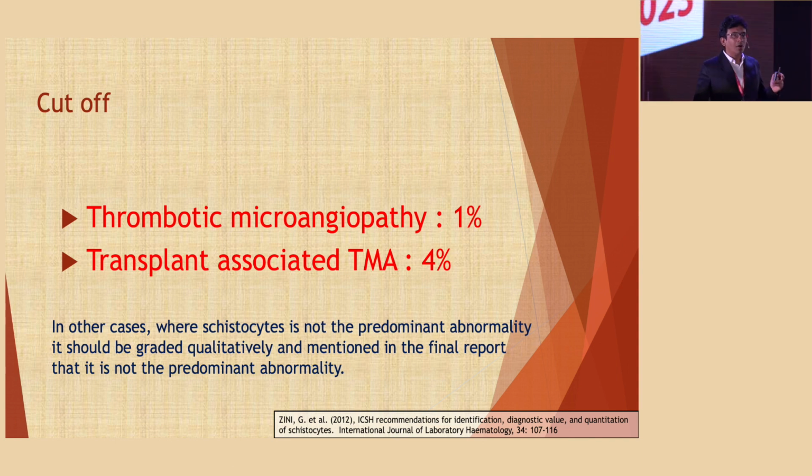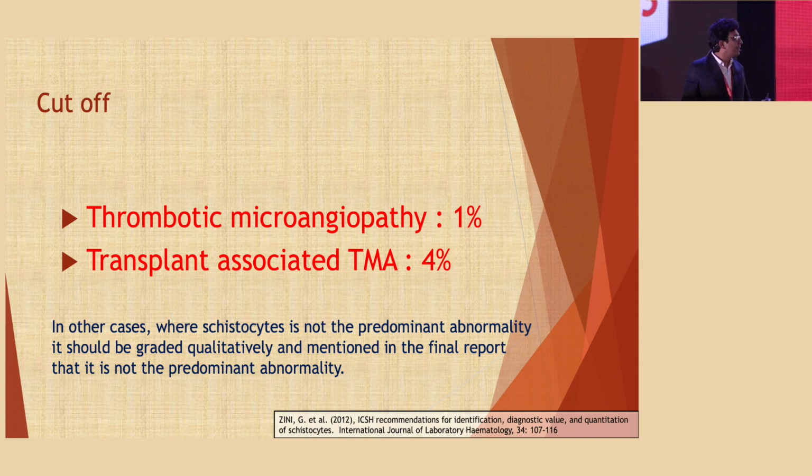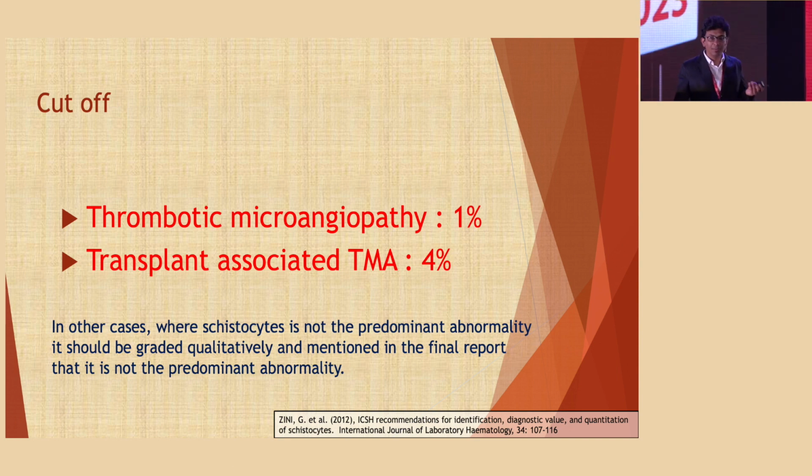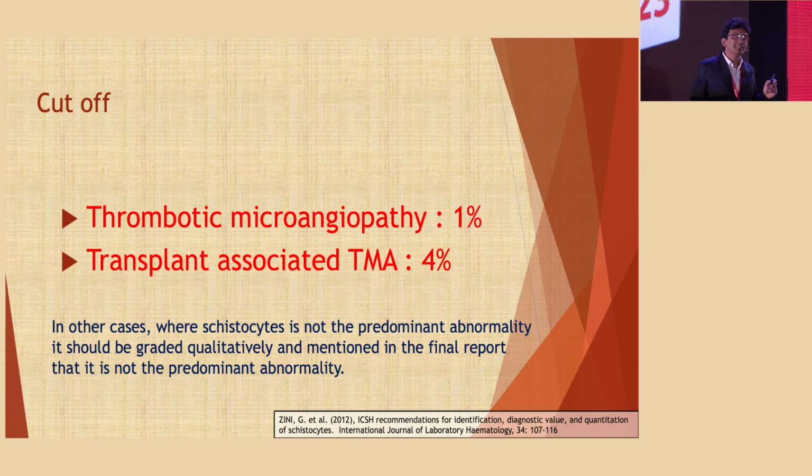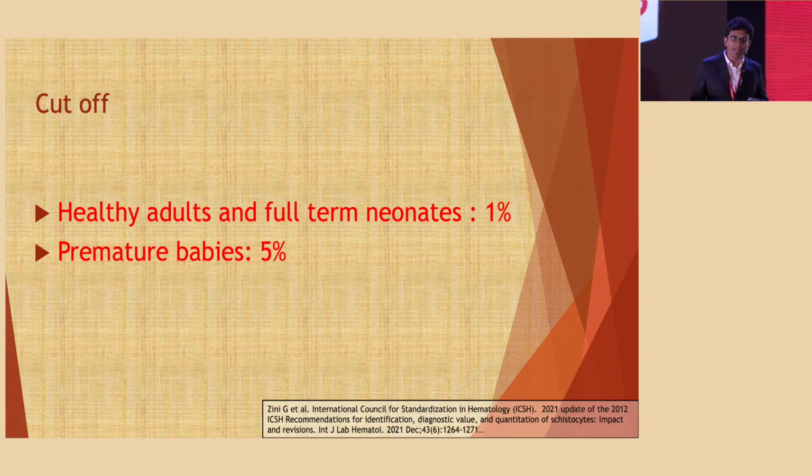So the cutoff, or rather the presence of schistocytes, is significant only in two settings. One is thrombotic microangiopathy, that is TTP or HUS, in which case the cutoff is 1%. And second is transplant-associated thrombotic microangiopathy, in which case the cutoff is 4%. In all other conditions where schistocyte is not the predominant abnormality, we need to qualitatively grade it and mention in the final report that it is not the predominant abnormality.